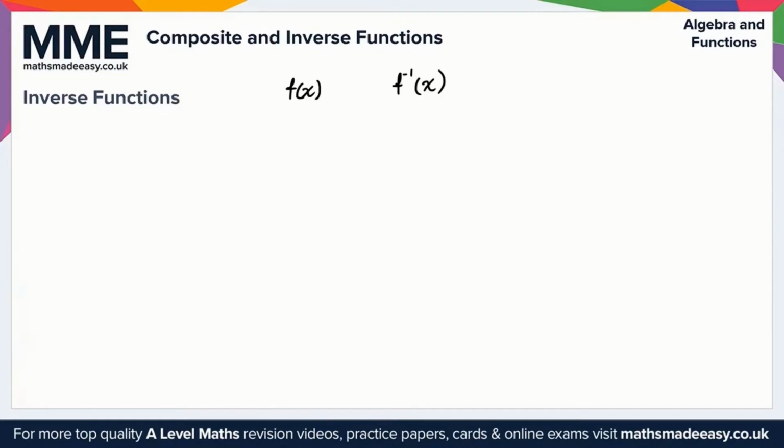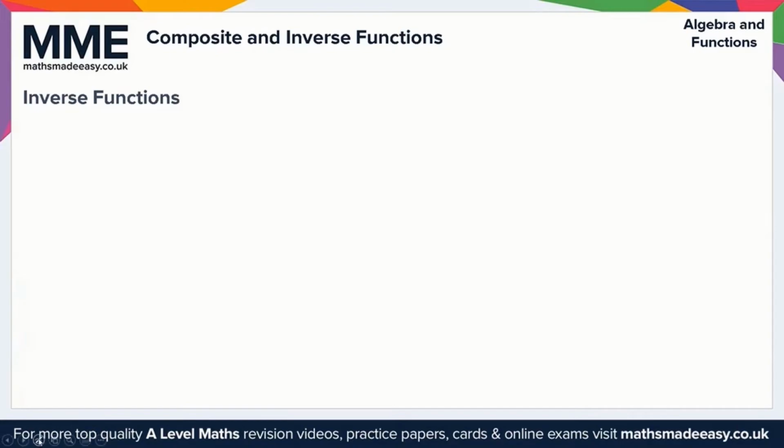A composite function of a function and its inverse, and vice versa, gives x, i.e. f inverse of f of x is equal to f of f inverse of x, and they are both equal to x. Okay? And to work out the inverse of a function, you need to rearrange the function and change the subject. So let's take a look at an example now.